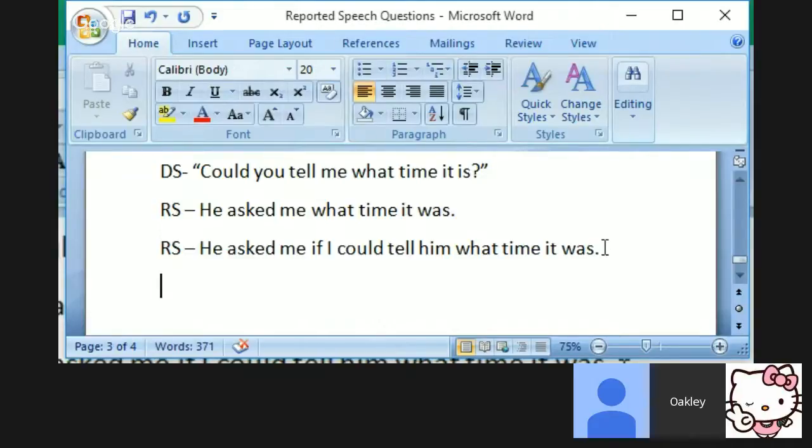Let me think if I can think of another complicated sort of question to attempt to report. Let's try a direct statement. What do we do if the direct statement is this? Would you mind closing the window?